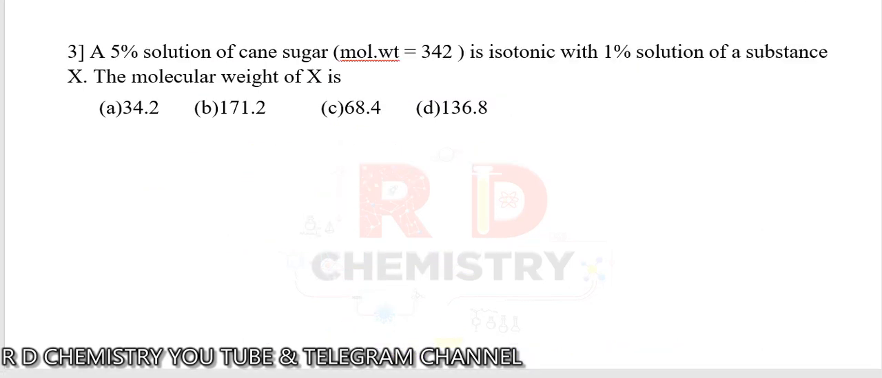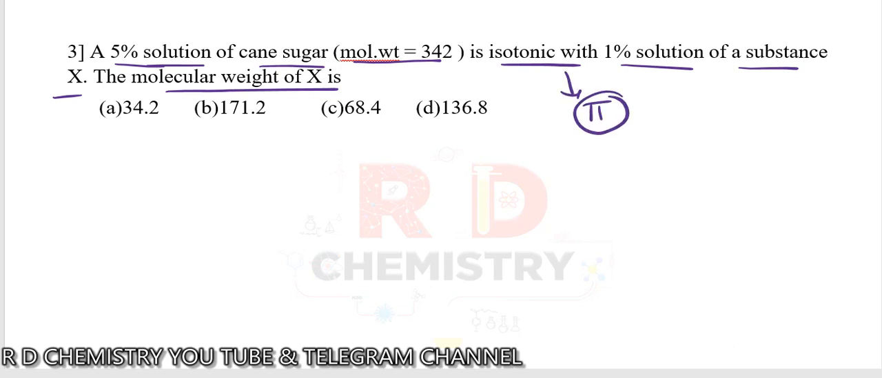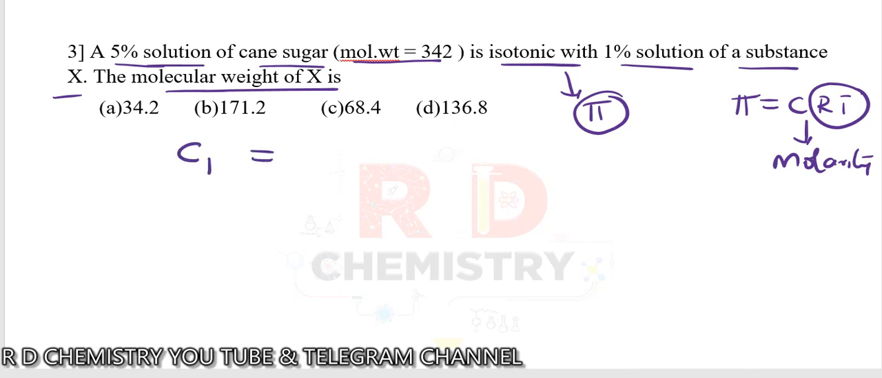Question number 4. 5% solution of cane sugar with a molecular weight 342 given is isotonic with 1% of substance X. Molar weight of the X is. Isotonic solution means their osmotic pressure should be same. Osmotic pressure given by the formula CRT, where C is the molarity of that solution, correct? So R and T are constant there, which means concentration of the first solution should be equal to concentration of the second solution. First solution given is the cane sugar, and the second is unknown. Let it be X. So molarity of the first solution should be equal to molarity of the second solution, right?